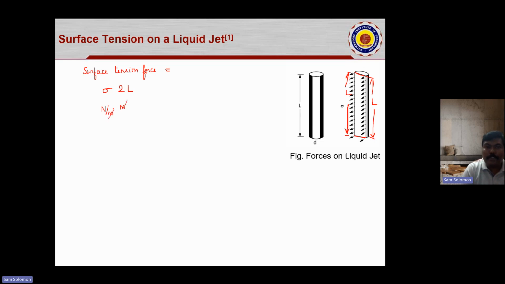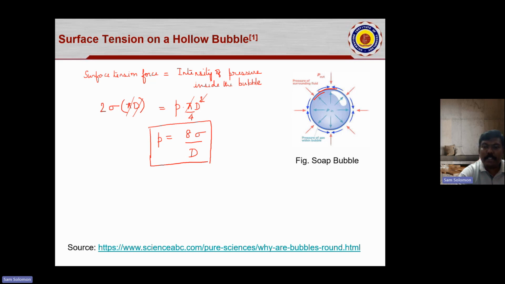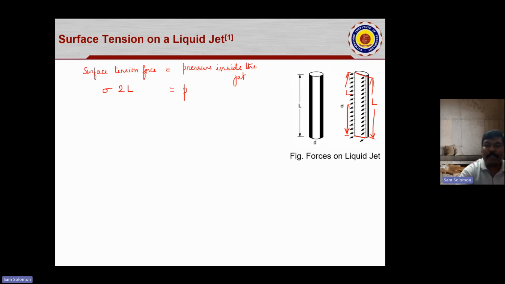So you have got the surface tension force. So that is how we say that it is the surface tension force. Okay. So now let's look at the other side. It should be the pressure, or the intensity of pressure inside the jet. In the previous two cases, we had the area of cross section of a circle. Now we have the area of cross section as a rectangle. So this is supposed to be L times D.